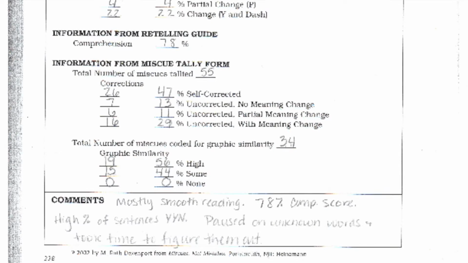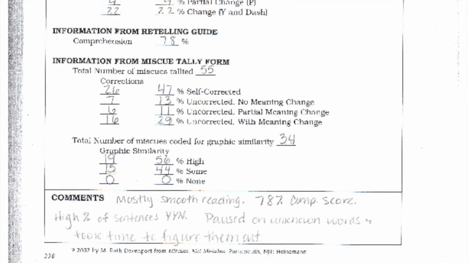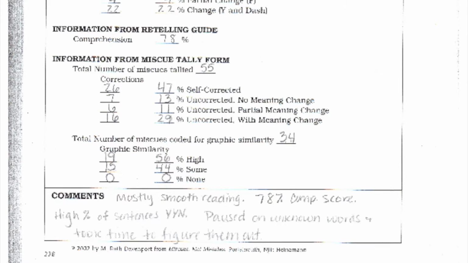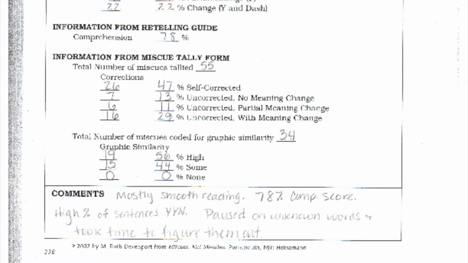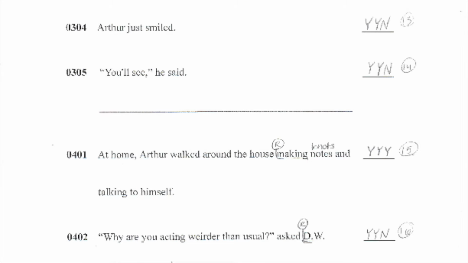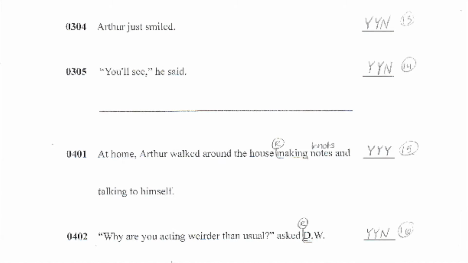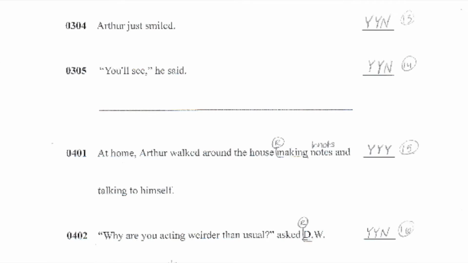29% were uncorrected with meaning change, which was a big red flag to me that we needed to go back and maybe continue to have some discussions about meaning while reading. I'm now going to give you an idea about what Cadence and I discussed during her retrospective miscue analysis with this sentence: Arthur walked around the house making notes and talking to himself.